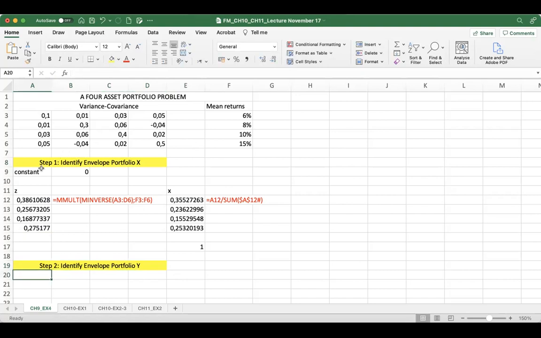Now for Y, sorry? What is the reason behind calculating 2 portfolios? Because in mathematics, Abdurrahman, when you want to build a frontier, which is a set of portfolios, this set of portfolios is nothing but a convex combination between 2 portfolios.